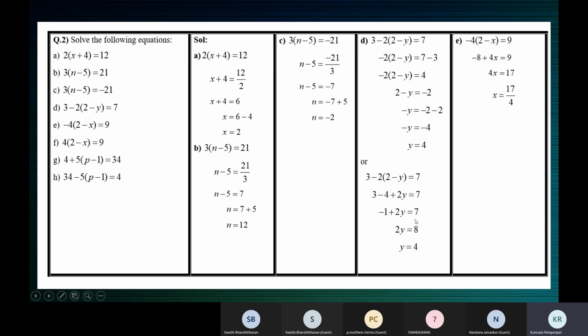So 2y is equal to, this minus 1 goes to the other side as plus 1. So 7 plus 1, 8. Now dividing both the sides by 2, we get y is equal to 4.